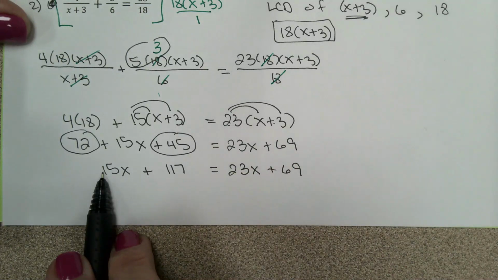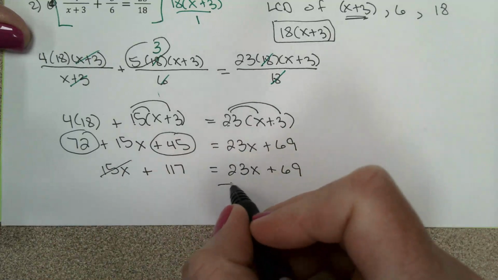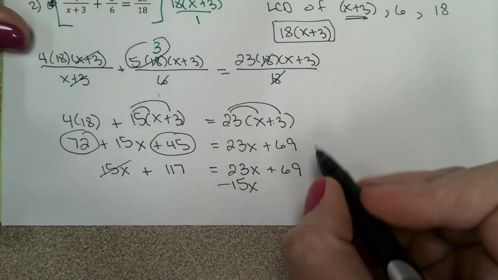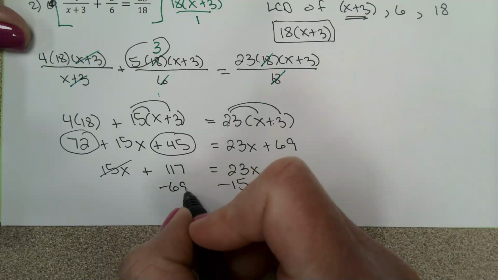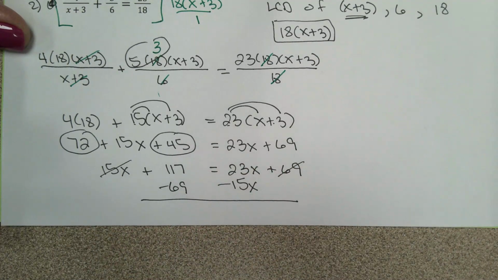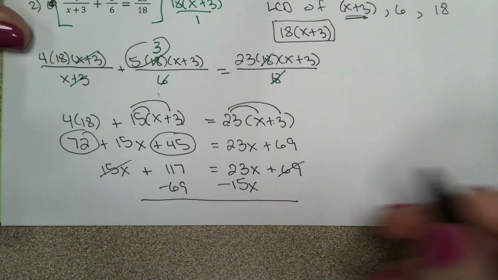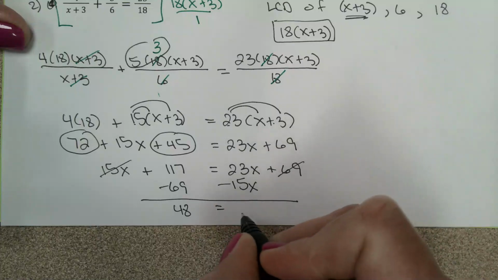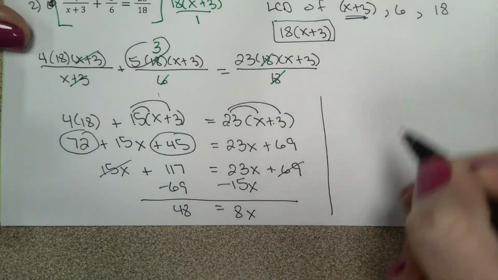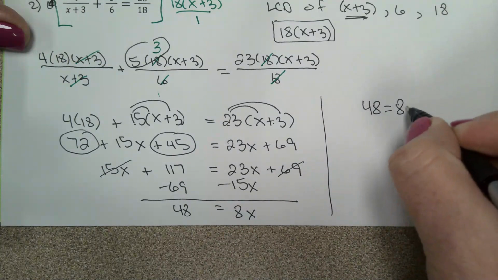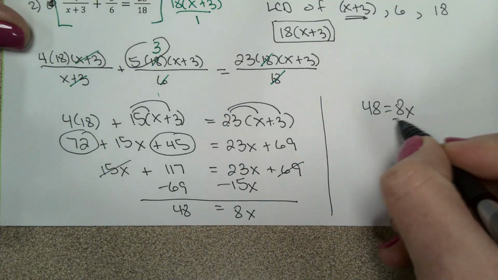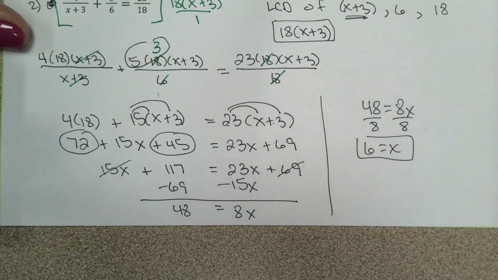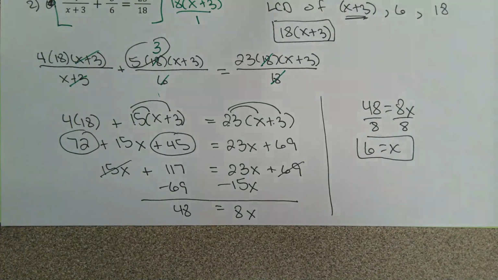I'm going to move my variables to one side, so I'm going to subtract 15x from both sides. That means I need to move my numbers to the other, so I'm going to subtract the 69 to the other side. 117 minus 69 is 48. 23 minus 15 is 8x. So I have 48 equals 8x. I'm going to divide both sides by 8 and get 6 for a good final answer on that one.